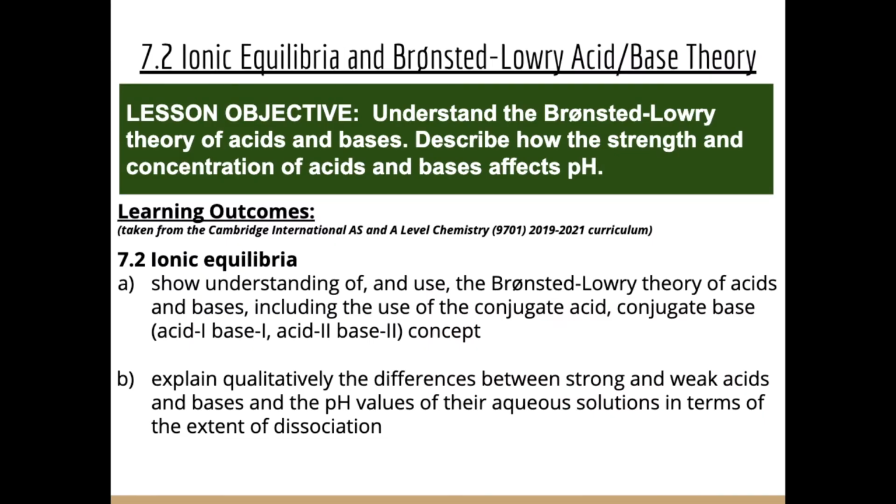And that concludes our Unit 7. What have we done? We've shown understanding of and used the Brønsted-Lowry theory of acids and bases, including the use of the conjugate acid, conjugate base, also sometimes called acid 1, base 1, acid 2, base 2 concept. That's just referring to the same conjugation that we looked at. And we explained qualitatively the differences between strong and weak acids and bases and their pH values of the aqueous solutions in terms of the extent of dissociation.